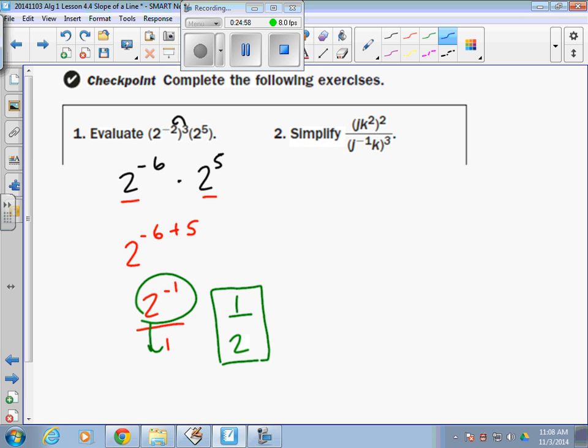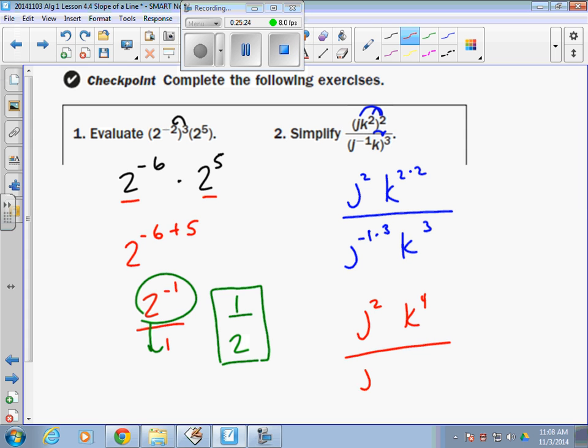Everything on the top gets raised to the second power. J gets raised to the second power, and k squared does. That means k to the 2 times 2, which gives us k to the fourth, over everything gets raised to the third power at the bottom. J to the negative 1 times 3, k to the third power. So right there, when we simplify all this, we get j squared k to the fourth over j to the negative third k to the third.